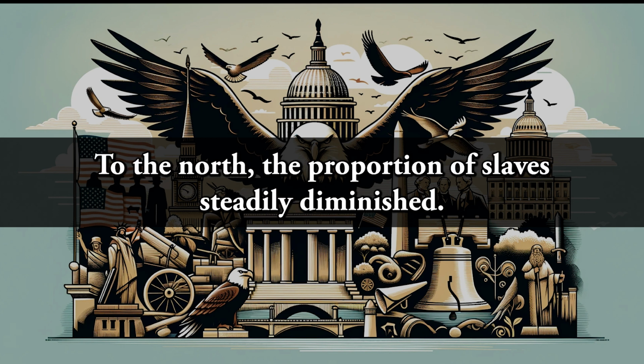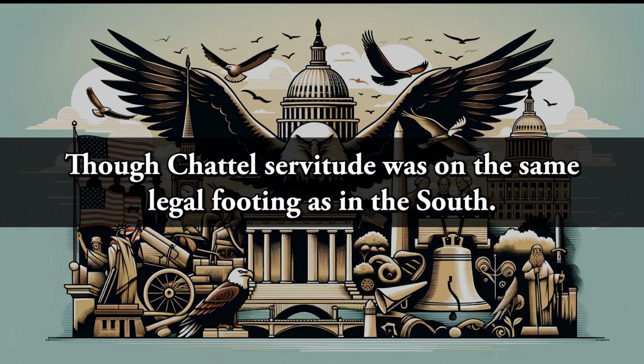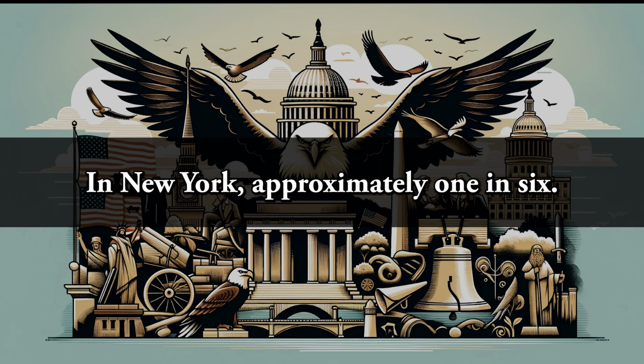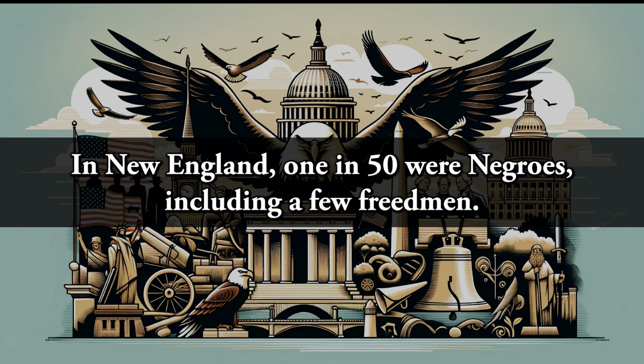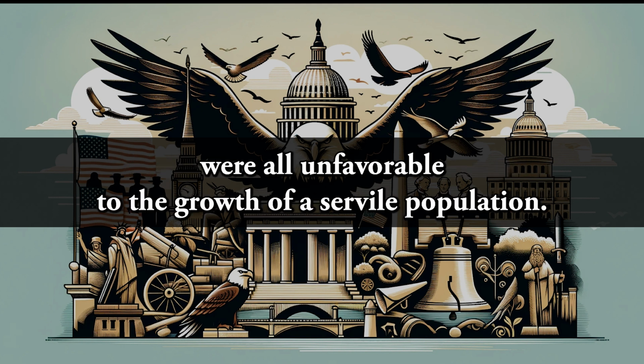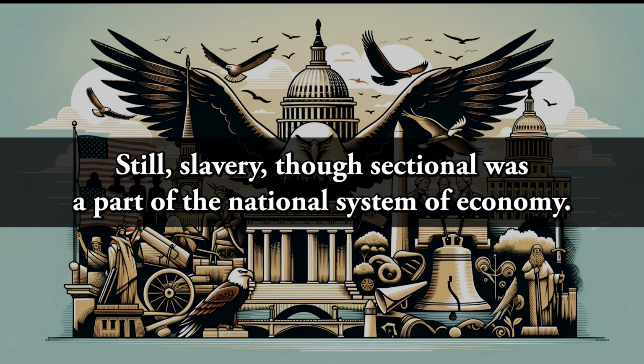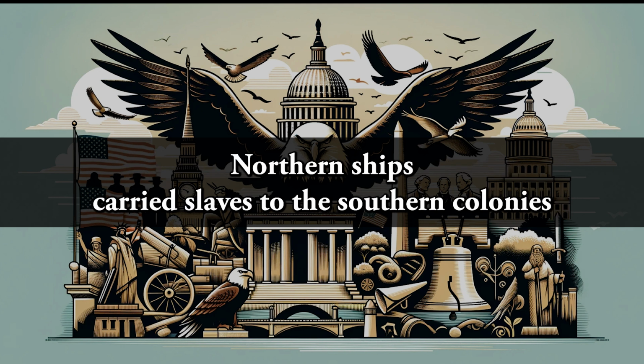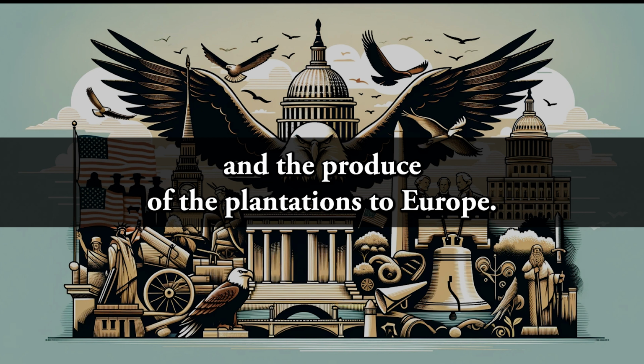To the north the proportion of slaves steadily diminished, though chattel servitude was on the same legal footing as in the South. In New York approximately 1 in 6, in New England 1 in 50 were negroes, including a few freedmen. The climate, the soil, the commerce, and the industry of the North were all unfavorable to the growth of a servile population. Still, slavery, though sectional, was a part of the national system of economy. Northern ships carried slaves to the southern colonies, and the produce of the plantations to Europe.